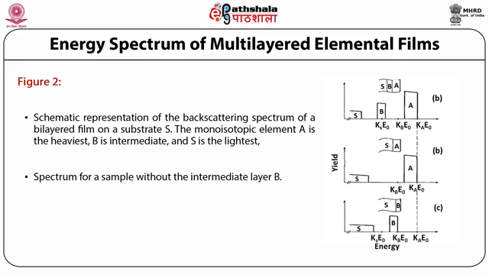The schematic representation of the backscattering spectrum of a bilayered film on a substrate S is represented in figure 2. Here, the monoisotopic element A is the heaviest, B is the intermediate, and S is the lightest. The spectrum for a sample without the intermediate layer B is shown in figure B, and the spectrum for a sample without the top layer A is represented in figure C.